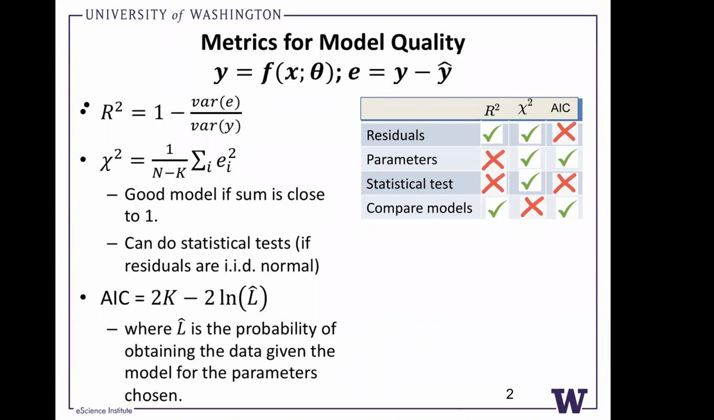One other quick question about this. Var E, is it var E or is var the absolute value of E? Oh, it's the variance of E. Variance. Yeah, it's actually the variance of E, right?